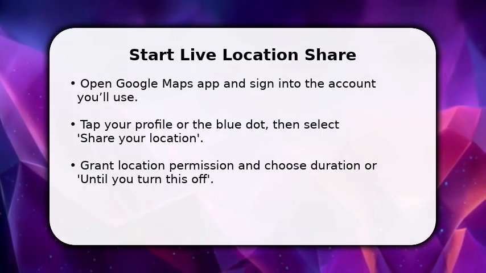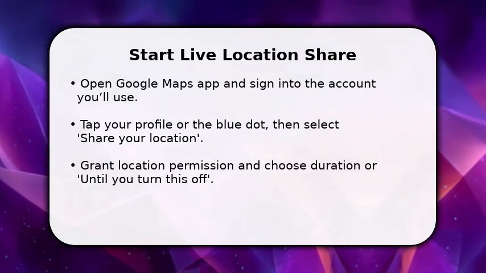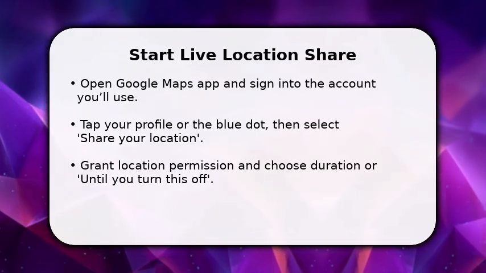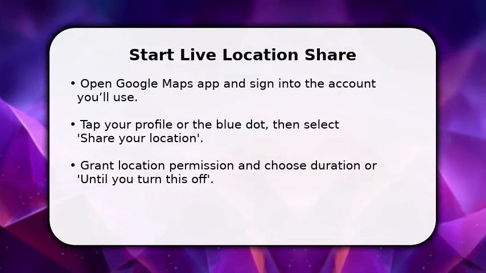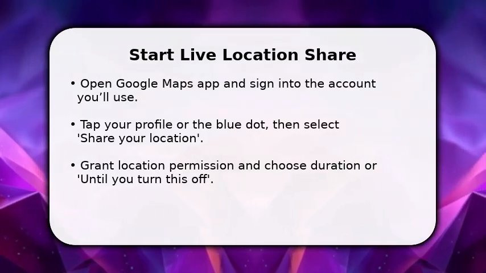This ensures accuracy. Next, pick how long to share, choose a fixed time or until you turn this off for continuous tracking. Once done, select Contacts or copy a link to send. This gets you past setup and into active sharing without extra waiting or toggles.